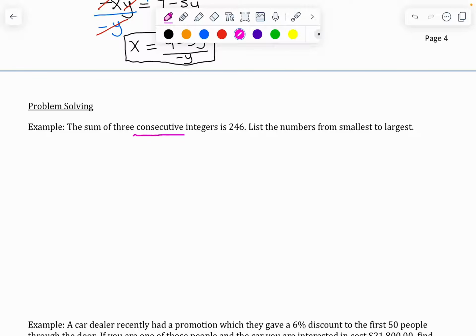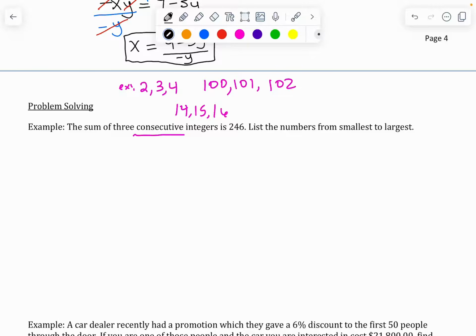That's going to be, for example, 2, 3, and 4 are 3 consecutive integers. We could have 100, 101, 102. We could have 14, 15, 16. So 3 numbers in a row are going to be consecutive integers. And I'm going to give you a hint here.